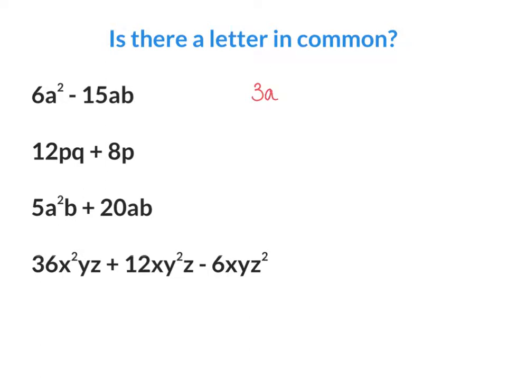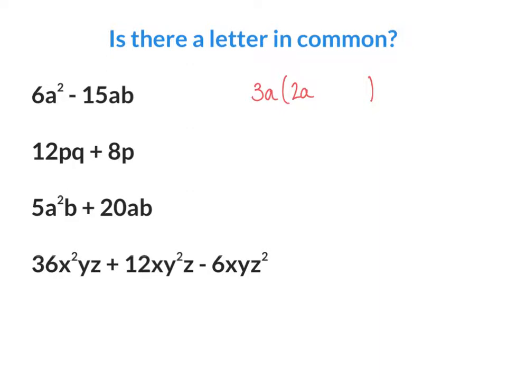Now, they don't share anything else. There's no b's in common there. So I'm going to open up my bracket. So the first factor is 3a. And we need to work out what this second factor is. Now, what do we multiply 3a by to get 6a squared? Well, I multiply 3 by 2 to get 6, and I multiply a by a to get a squared. What do we multiply 3a by to get minus 15ab?